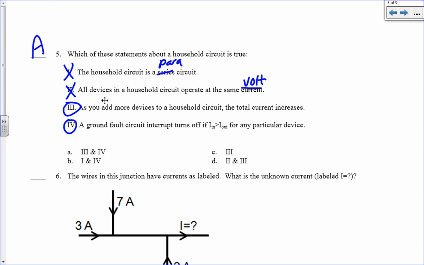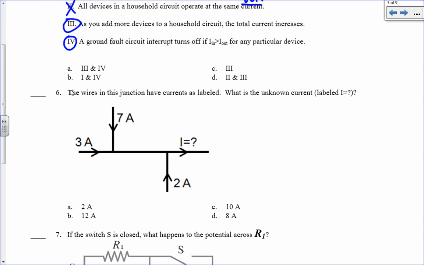The wires in this junction have the currents as labeled. What is the unknown current? All right, so I have 7 and 3 coming in here. So that means that I have 10 amps going in this direction. And then I have 2 amps coming in. So that means I have 10 plus 2 or 12 amps. So the answer is B.